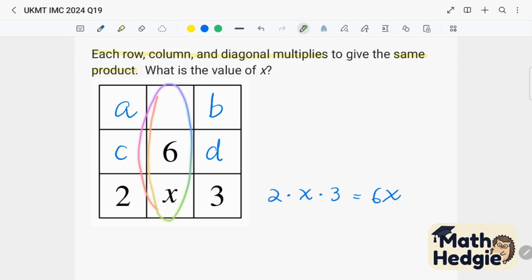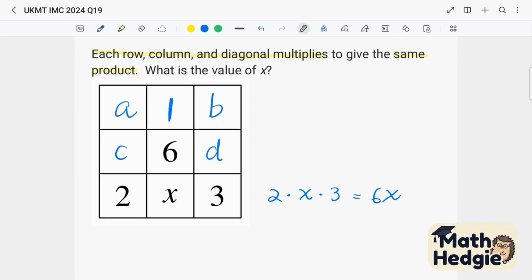Now look at the middle column. The top middle box times 6 times x also equals the magic product, since the magic product is 6x. So this must be 1. Perfect! Now let's think about how we can use A.